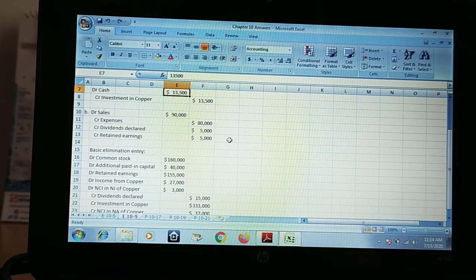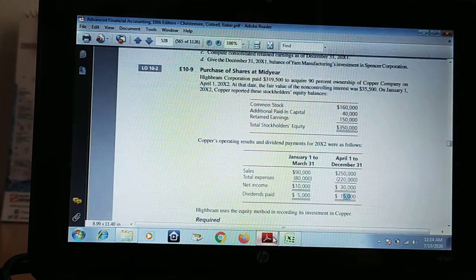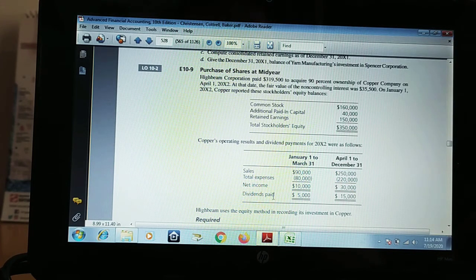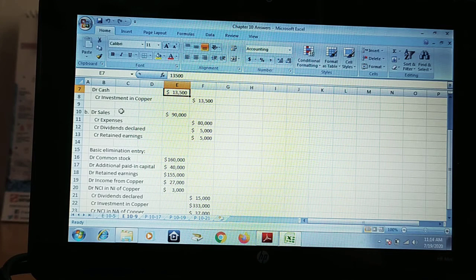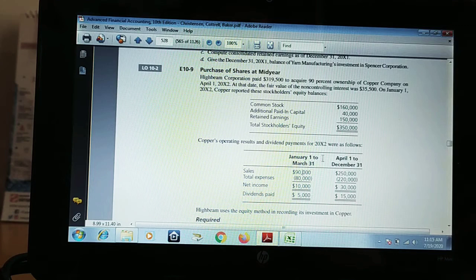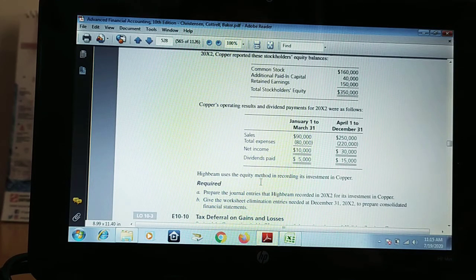That is for A. And then for B, remember we need to eliminate the data, the sales, expenses, net income, and dividends paid before the combination. So we will directly debit sales 90,000, credit expenses 80,000, credit dividends declared 5,000, and credit retained earnings 5,000. Basically, all of the data before the combination you need to eliminate.